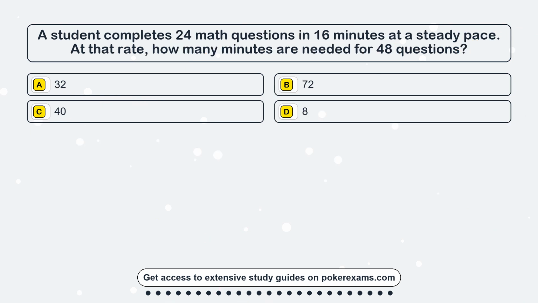Question 5. A student completes 24 math questions in 16 minutes at a steady pace. At that rate, how many minutes are needed for 48 questions? Option A 32. Option B 72. Option C 40. Option D 8.